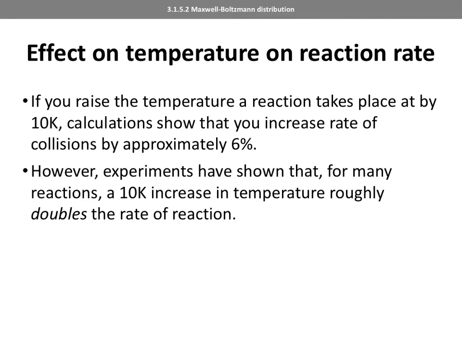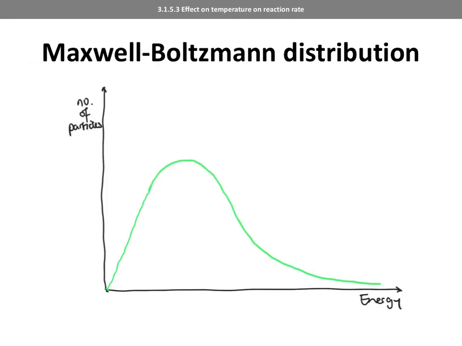So what this is telling us is that raising the temperature has a much greater effect on the proportion of particles that have the activation energy or greater than it does on the frequency of collisions. And the Maxwell-Boltzmann distribution can help us appreciate that a little bit better. So here's our original Maxwell-Boltzmann distribution at a particular temperature, and I'm going to say that's the intermediate temperature. We're going to look at what the curve looks like at a lower temperature and at a higher temperature.